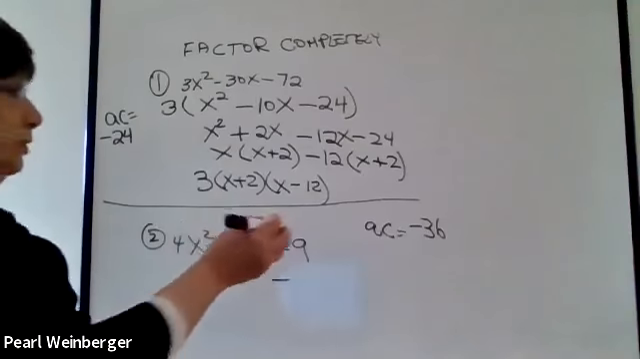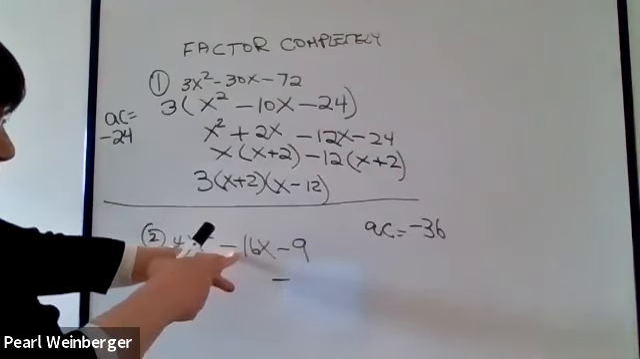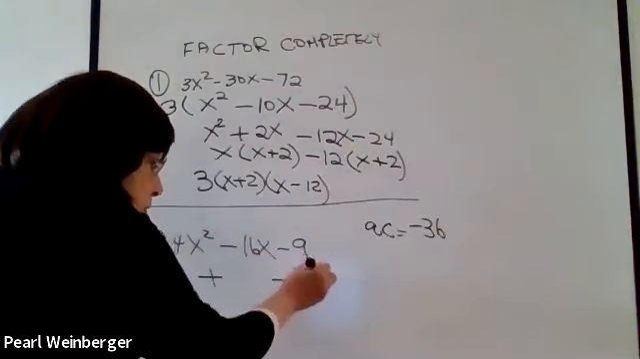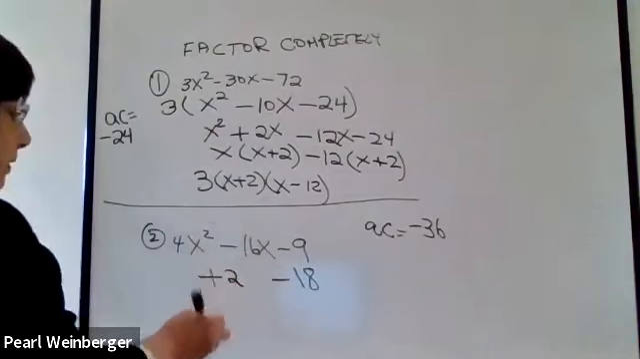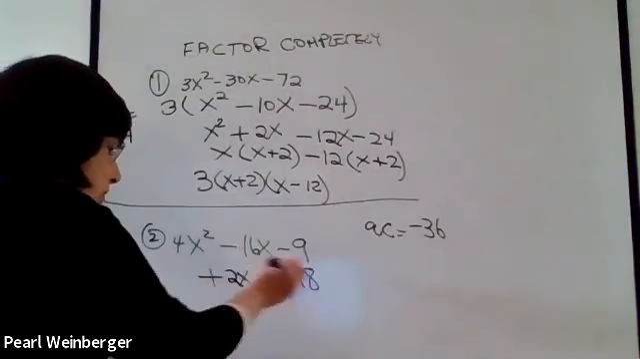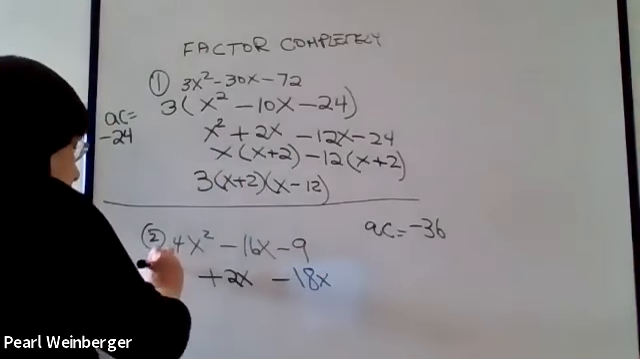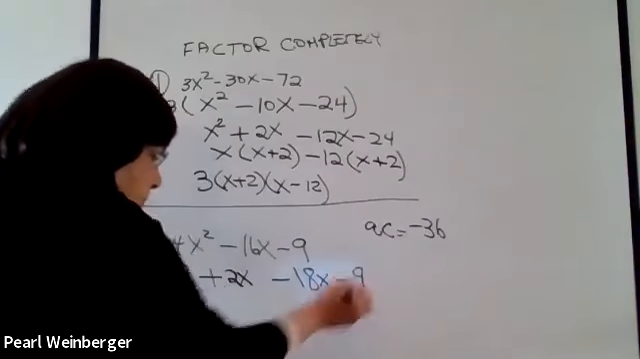Right, 2 and 18, because 2 times 18 is 36. And when you do 18 minus 2, you get 16. And since the middle term is negative, the larger number is going to go with the negative. So the 18 is going to go with a negative. And the smaller number, the 2, is going to go with a positive. And now we put x next to each of these, and bring down the 4x squared and the negative 9.